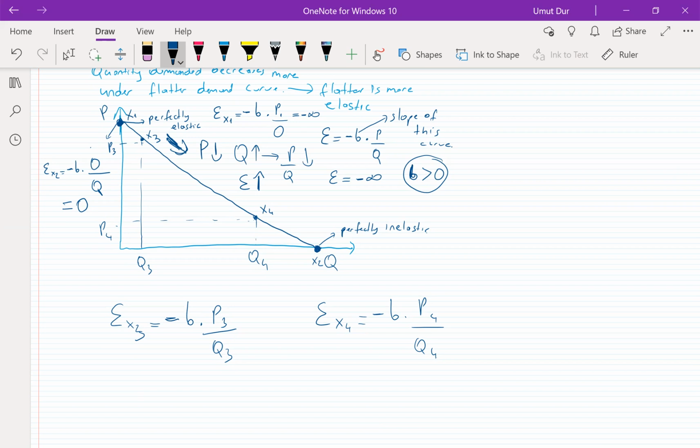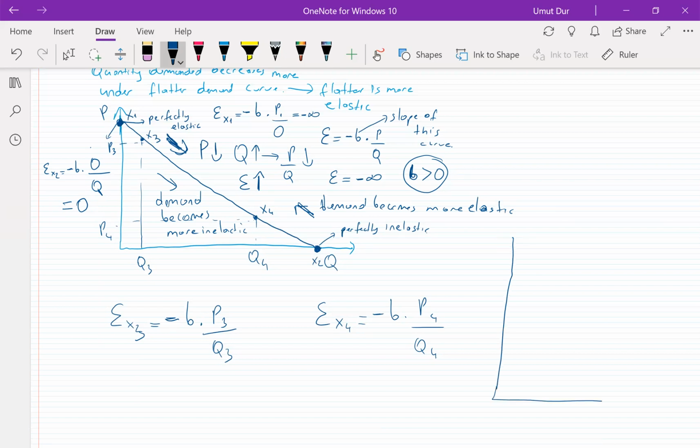So in this direction, demand becomes more inelastic. And in the opposite direction, demand becomes more elastic. Let me draw it clearly and I will stop at that point.